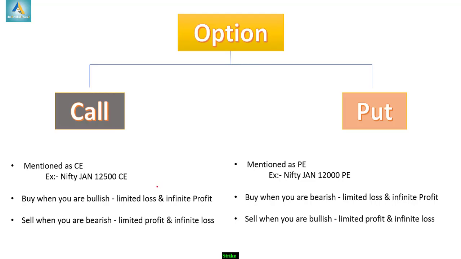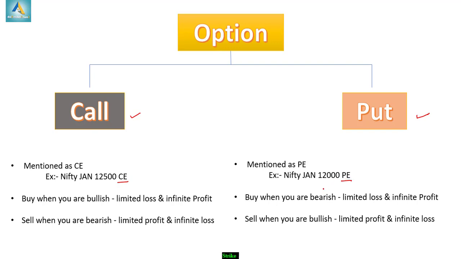This particular slide we have already covered in our previous video, but just to revise it and make sure you are on the same page, there are two kinds of options available in the market: call option and put option. The call option is normally mentioned as CE, and the put option is mentioned as PE. So you will get, for example, Nifty Jan 12,500 call option, Nifty Jan 12,000 put option. This is what PE and CE denote.